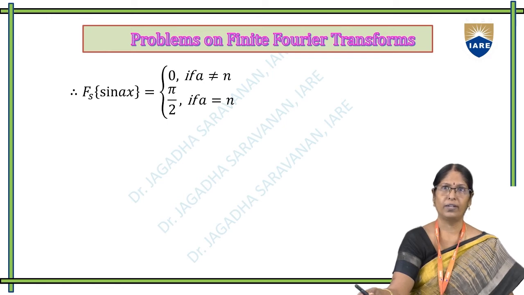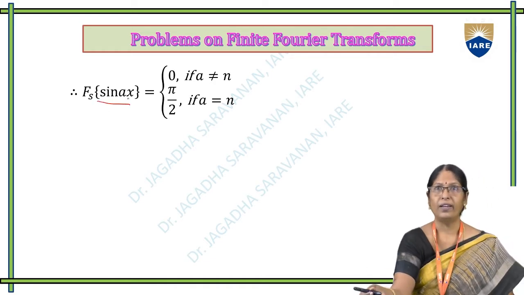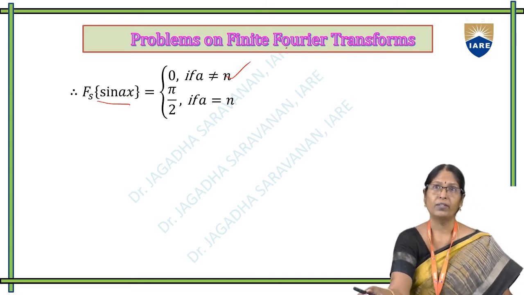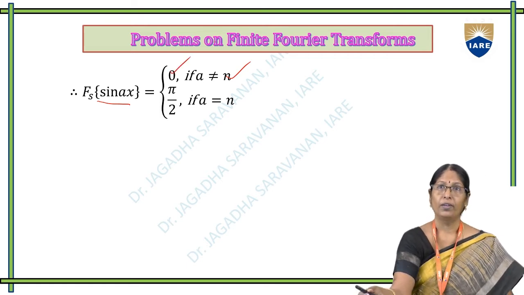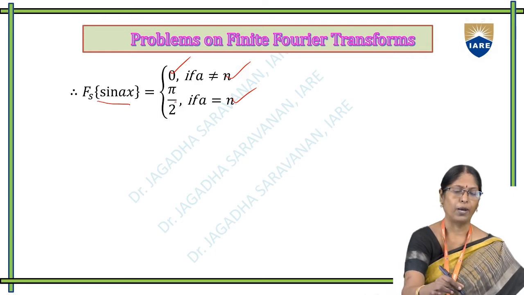So we listed here our finite Fourier sine transform for the function sine ax. Case 1, when a is not equal to n, we got the value 0. If a equal to n, we got the value pi by 2.